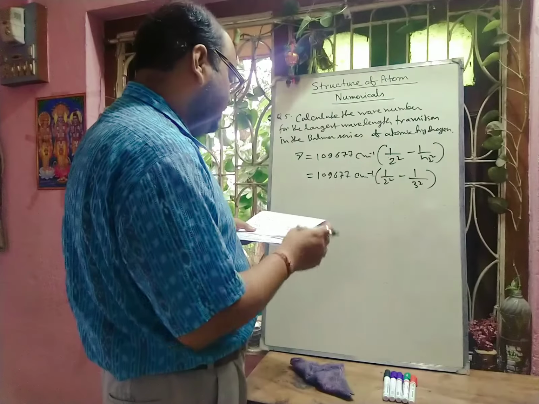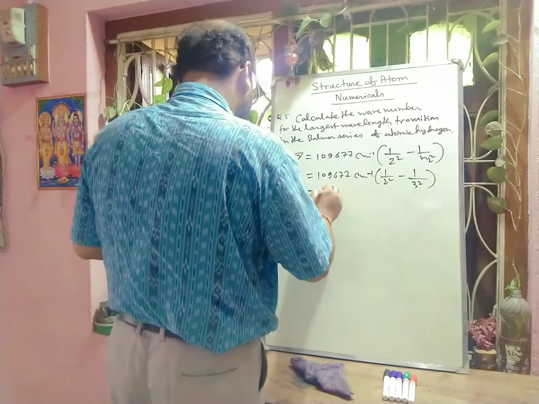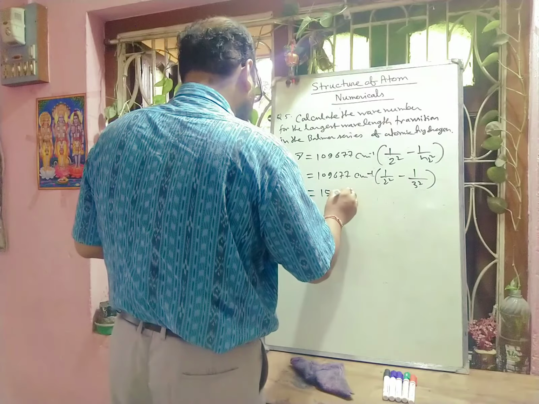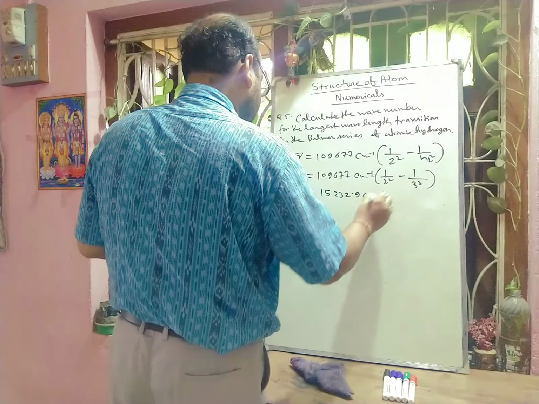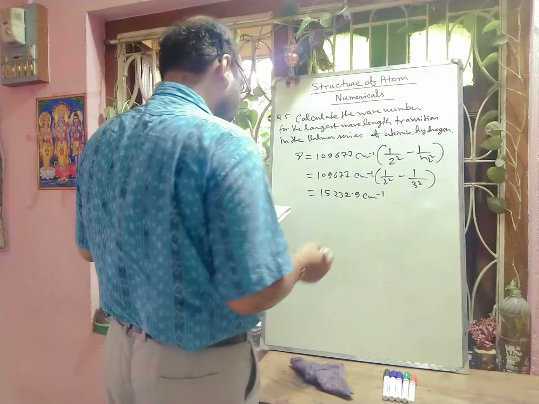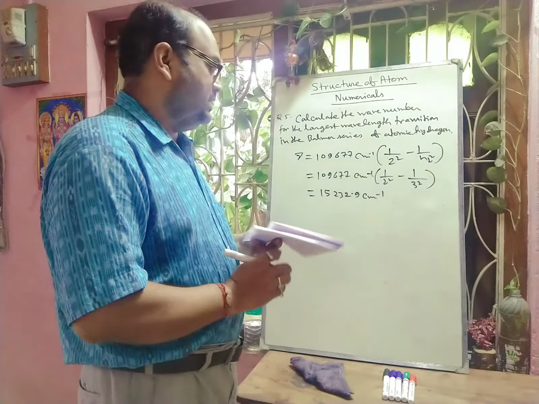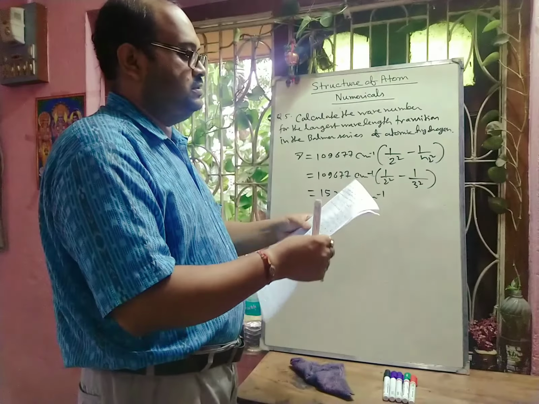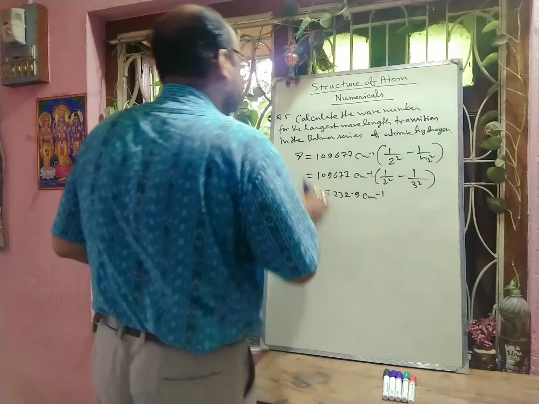So if we calculate the value, we will get 15232.9 centimeter inverse, or you can convert it into meter inverse. That is 1.523 into 10 to the power 6 meter inverse. Okay, so that will be the answer of this question. Next we will discuss another problem. That is question number 6.